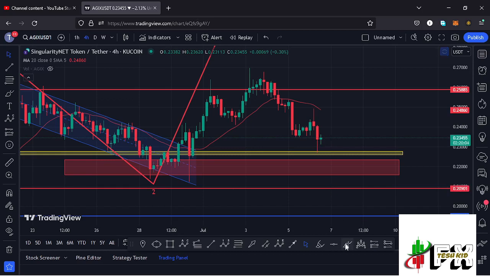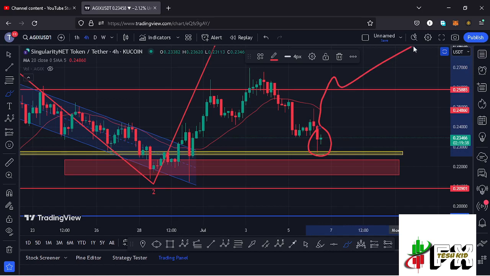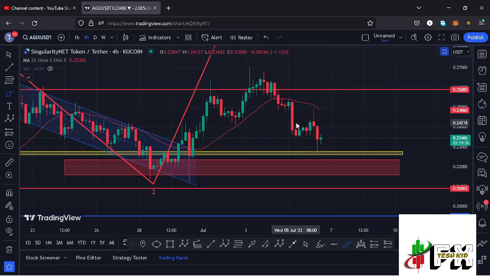At the time of this recording, Agix is holding above a key area of support at around the $0.227 mark, which is now acting as support for us to continue gearing up. And the next key area of resistance that we need to keep our eyes on is at around the $0.2585 mark. The moment you manage to break above it, then watch out for a successful retest before we can continue gearing up and continue unlocking higher prices.